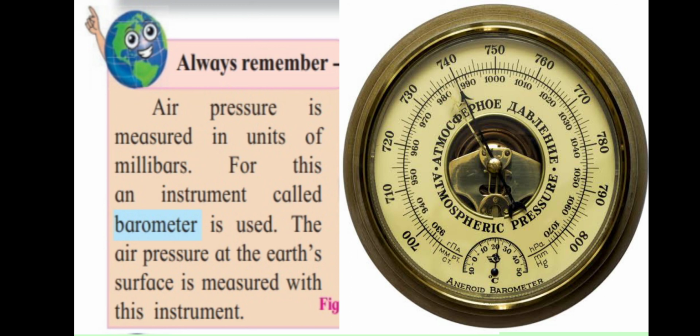The unit of air pressure is millibar. We measure air pressure with the help of an instrument called a barometer. See here, the air pressure is measured in one unit. That unit is known as millibar, and we measure that millibar with one instrument. That instrument is known as barometer. See in this figure, we are able to see this barometer. With the help of this barometer, we are able to find the air pressure. Understood this? Okay.